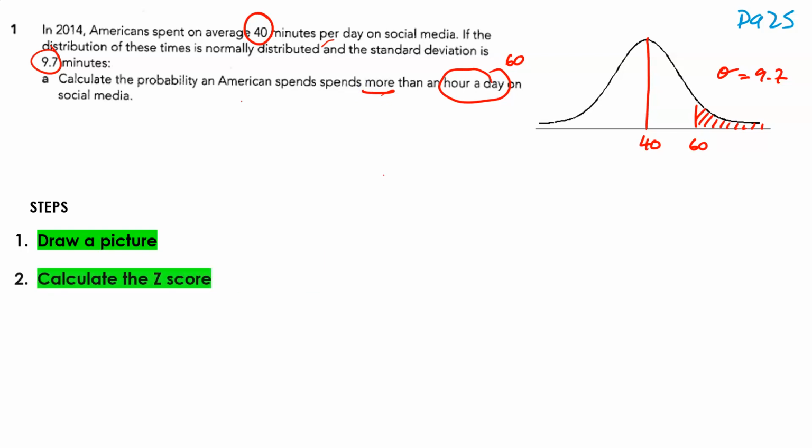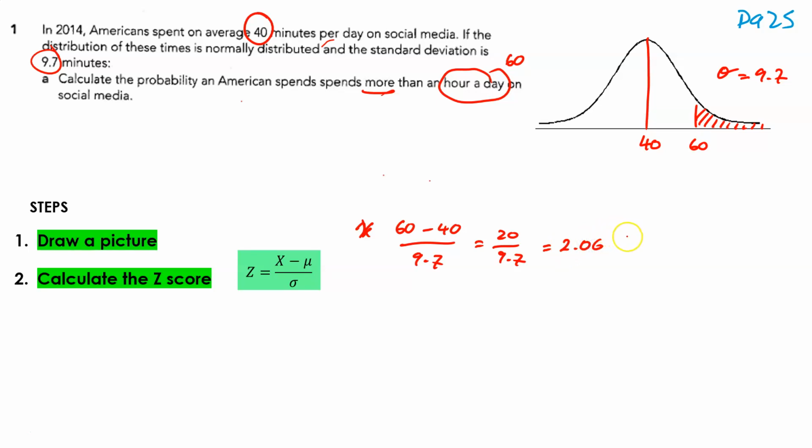Next thing, calculate the Z-score. So it is 60, take away 40, divided by 9.7. So 20 divided by 9.7 gives us 2.062.